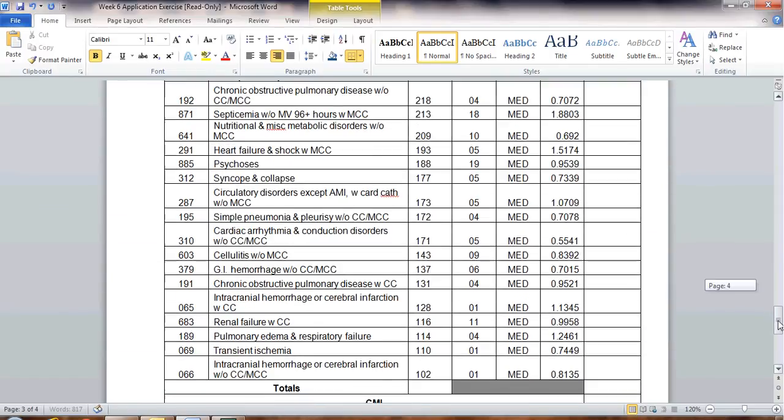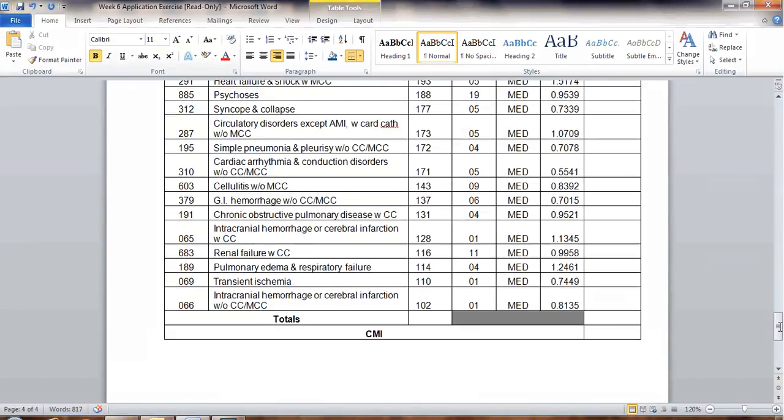And when you get to the bottom of this particular assignment, you are asked to total all of your volumes. So you're simply going to add up all of the information in this column to come up with your total amount for your volume. And you are asked to also come up with the sum of all of your weighted averages. So you're going to add all of the information in this particular column.